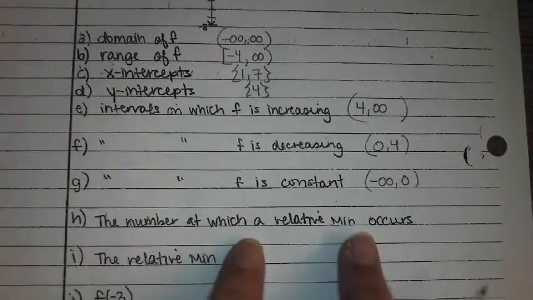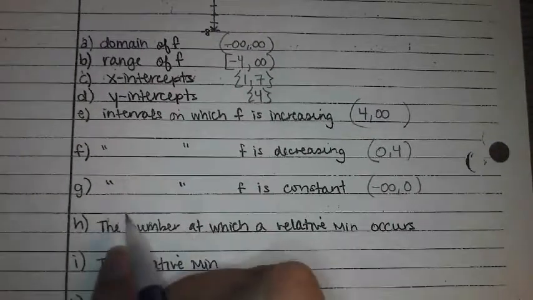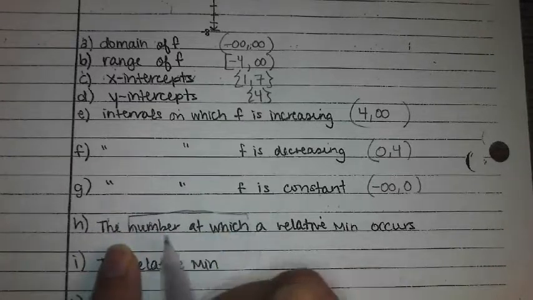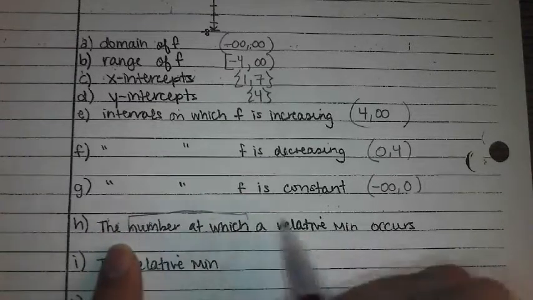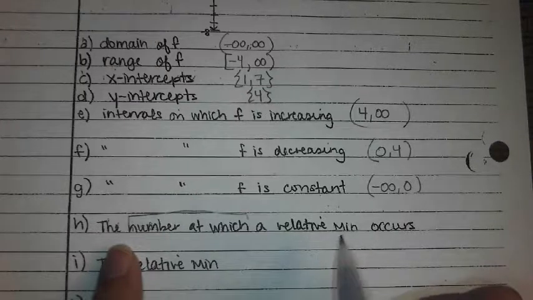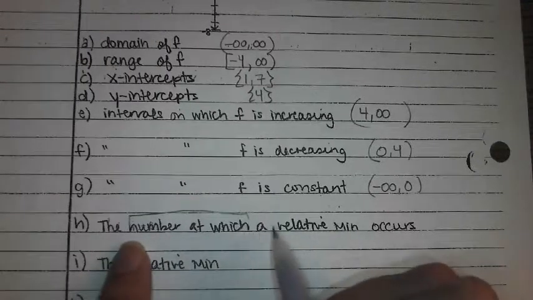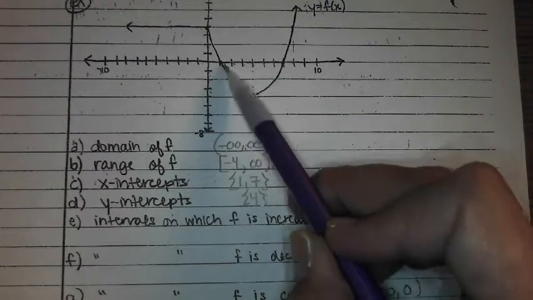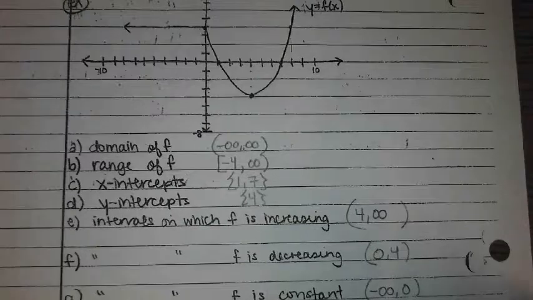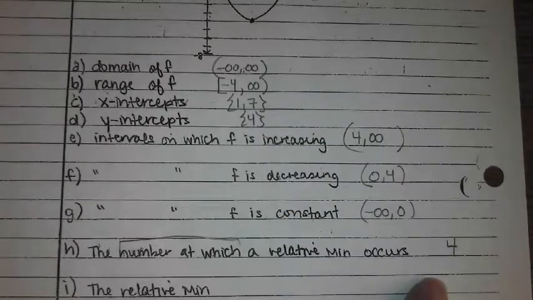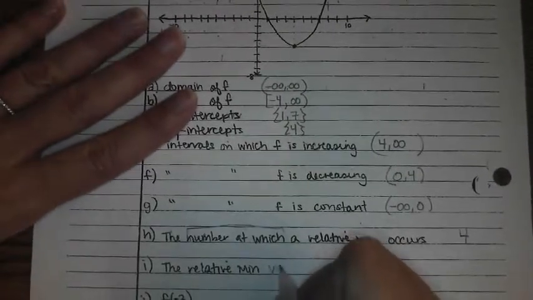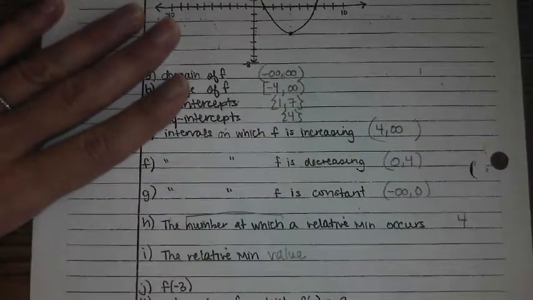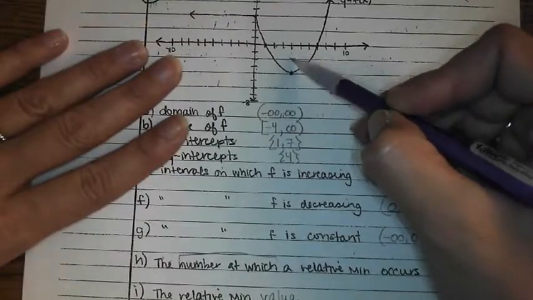The number at which a relative minimum occurs. When they're saying the number at which, as opposed to the value of the relative min, the value of the relative min we talked about yesterday is the y-coordinate. The number at which it occurs, that's the x-coordinate of your relative minimum, which is here. So at 4 would be your answer for that one. The relative minimum, I'm going to put value after that. That's going to be the y-coordinate of negative 4.